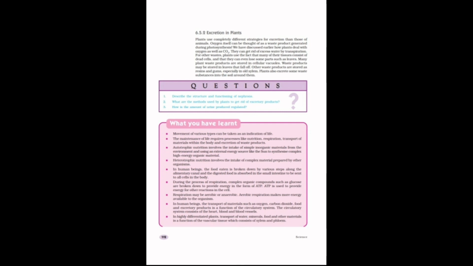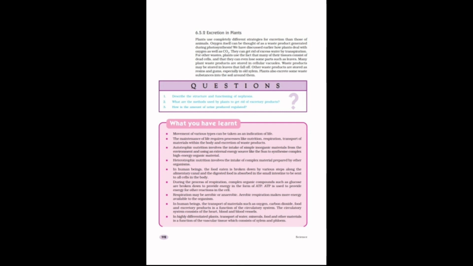What you have learned. Movements of various types can be taken as an indication of life. Maintenance of life requires processes like nutrition, respiration, transport of materials within the body, and excretion of waste products. Autotrophic nutrition involves the intake of simple inorganic materials from the environment and using an external energy source like the sun to synthesize complex high-energy organic material. Heterotrophic nutrition involves the intake of complex material prepared by other organisms.